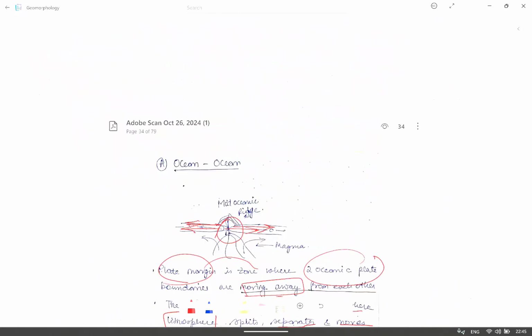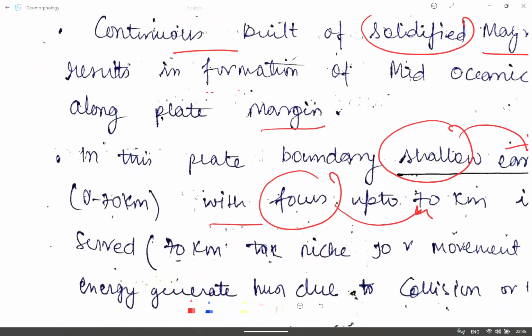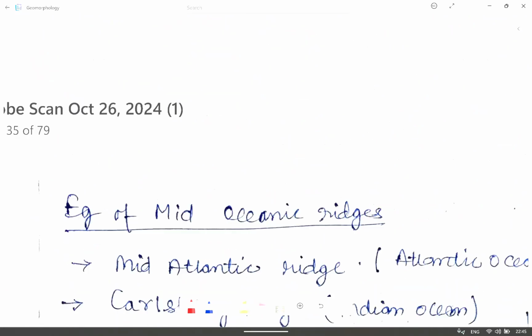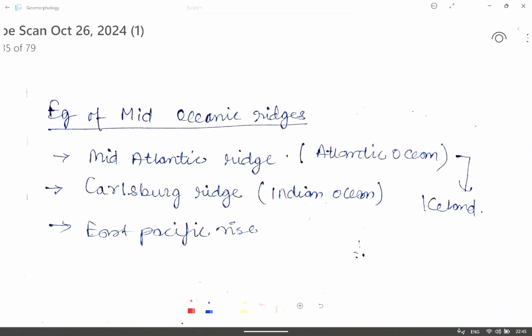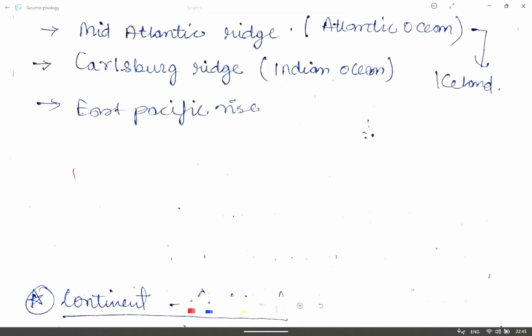So, ये जो portions होते हैं, यहाँ पे there is a possibility of having earthquakes. ठीक है? But there is a possibility of having shallow earthquakes, and this has a range of 70 kilometers. Now examples, mid Atlantic ridge. So जैसे this is we are forming South America.